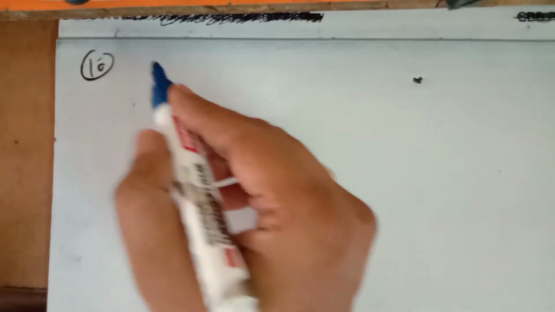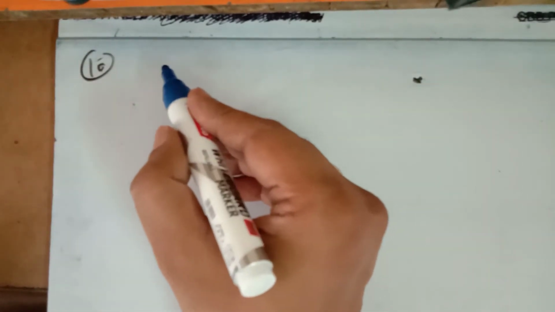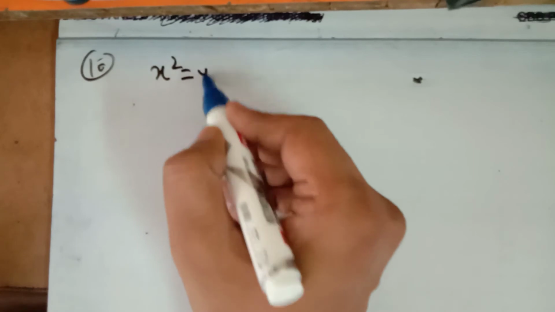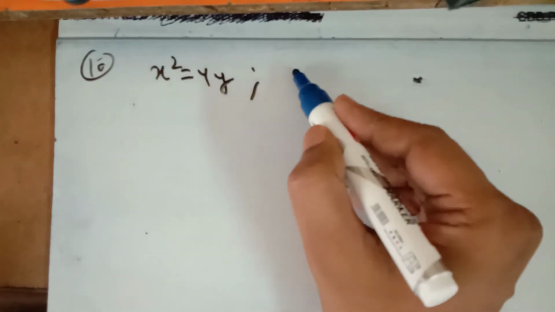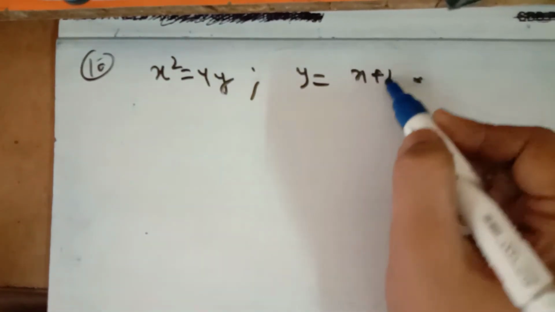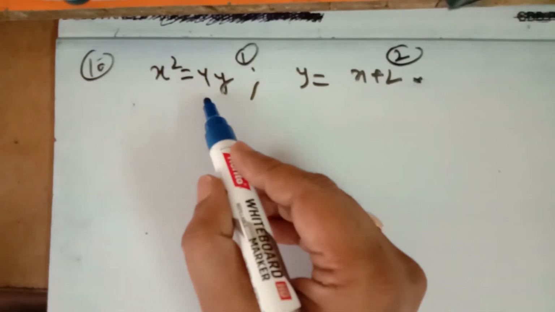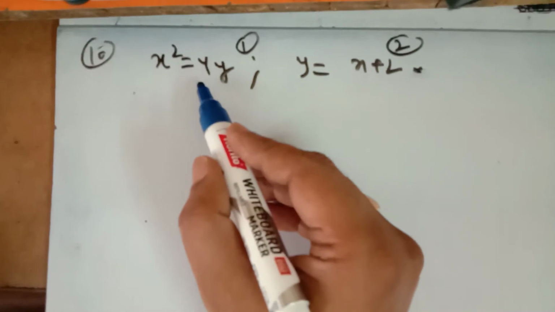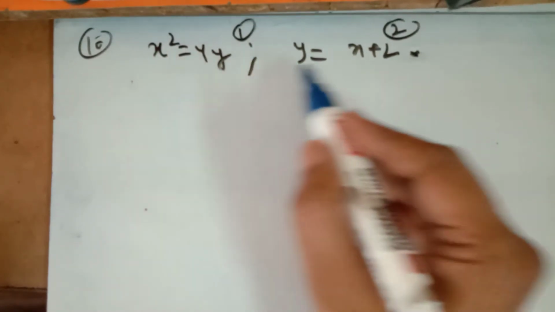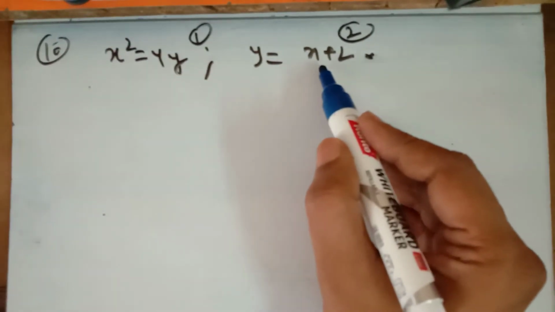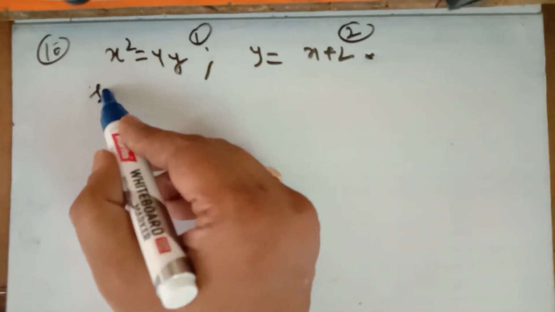first of all, as usual, you have to detect the curve, what these curves represent. So x square is equal to 4y and y is equal to x plus 2. So these are the two curves. So you know that this curve is representing a parabola which is symmetrical to the y-axis, and this is the straight line not passing through the origin.